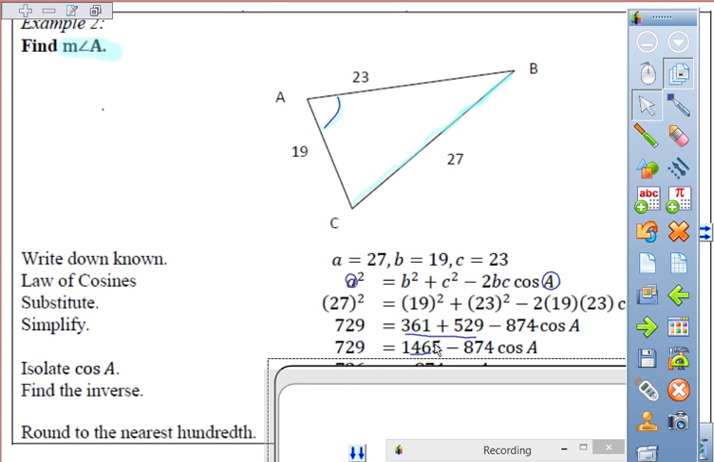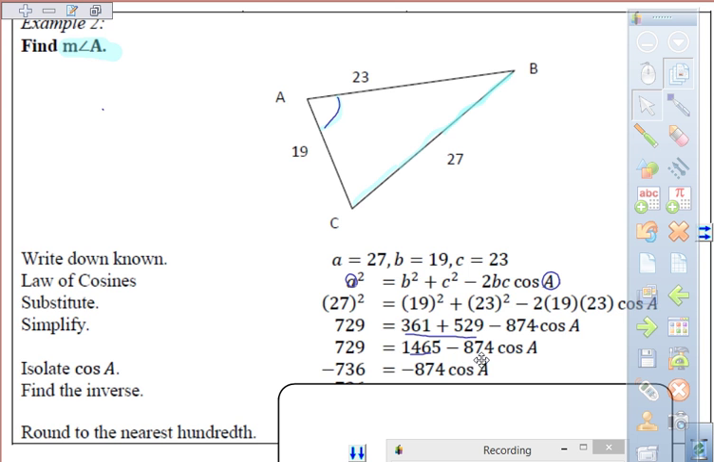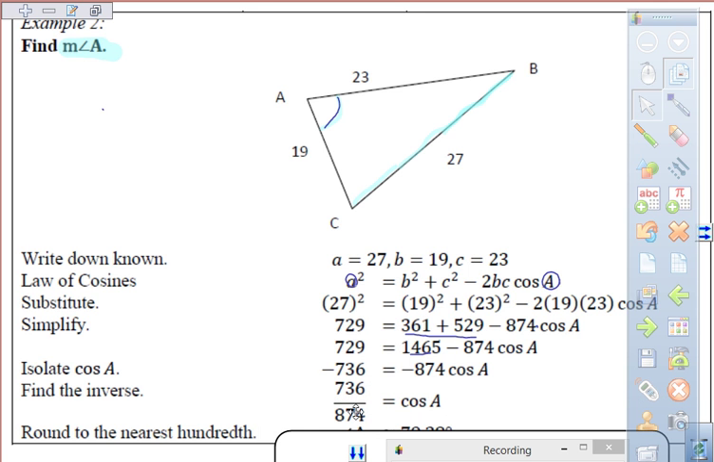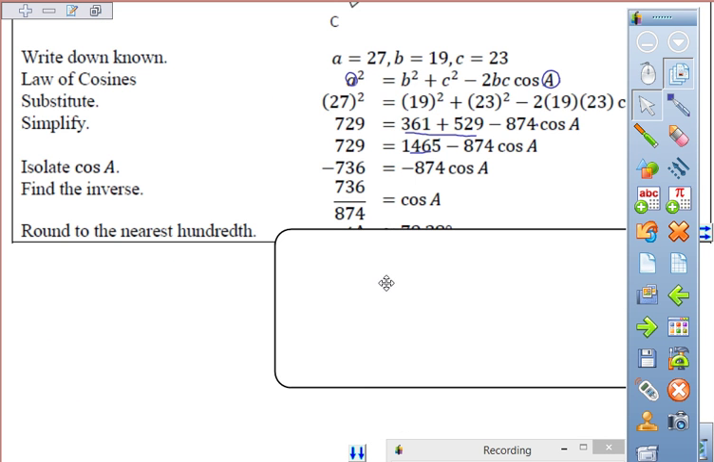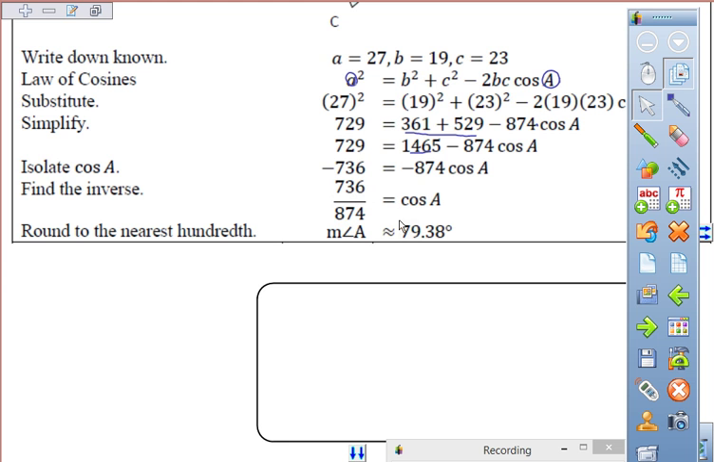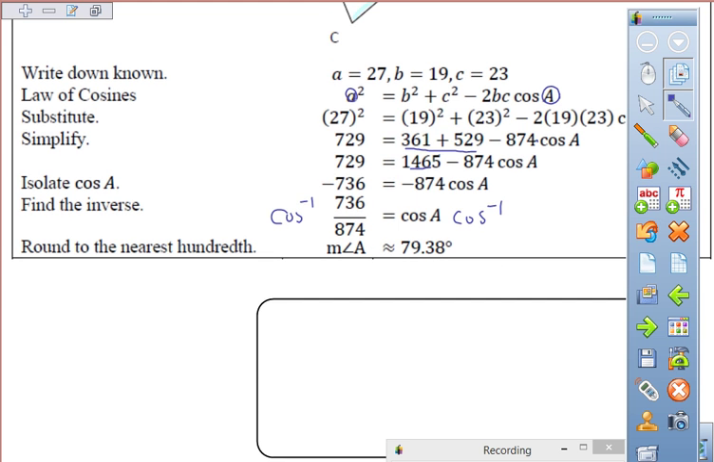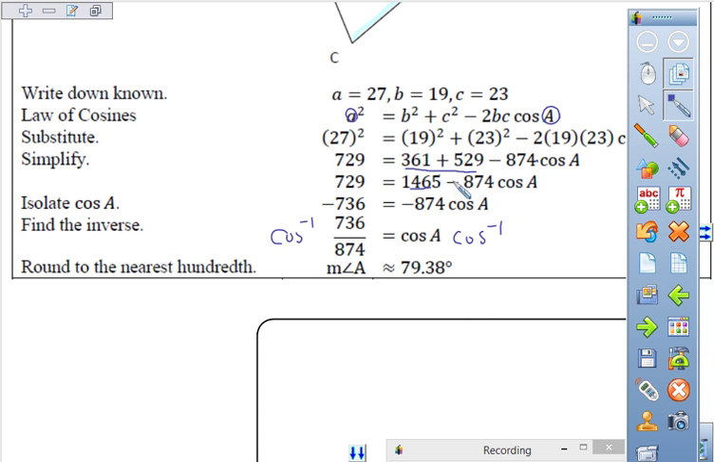And then once that piece is gone, we have negative 874 cosine of A. So then I'd have to divide by negative 874, and that is going to make the number on the other side positive, because a negative divided by a negative will be positive. And then if we put that on the calculator, we want to do the inverse cosine. So to get rid of cosine, we'd have to do the inverse cosine of both sides. And that's where this becomes the 73.38. So if you didn't write that one down, that's okay.